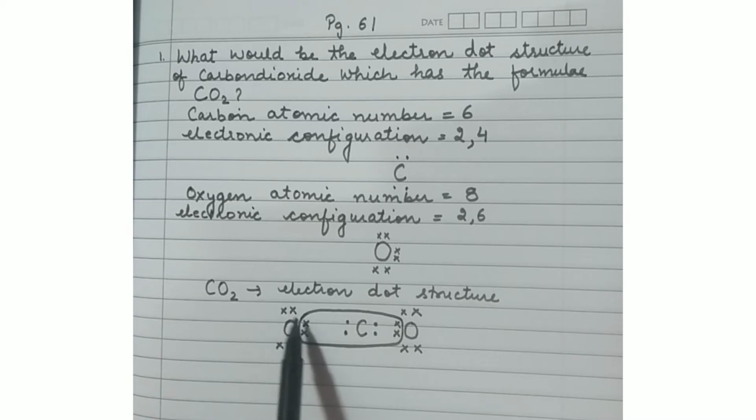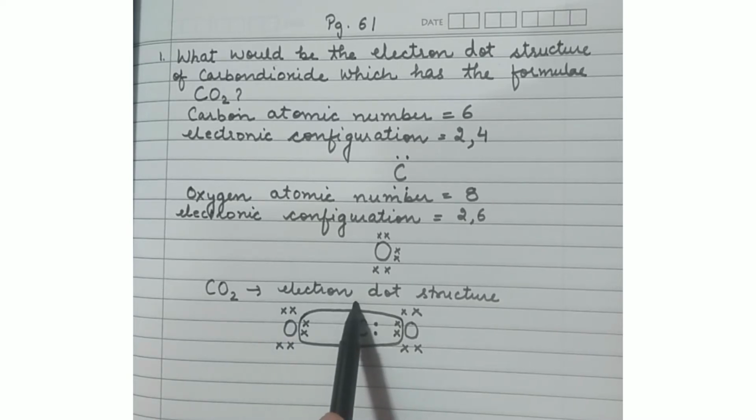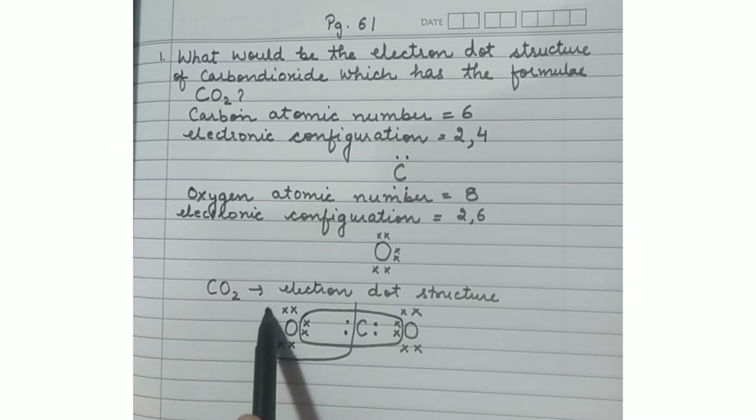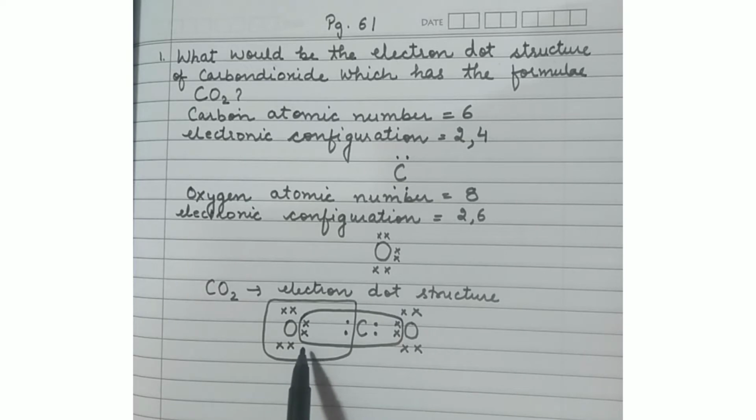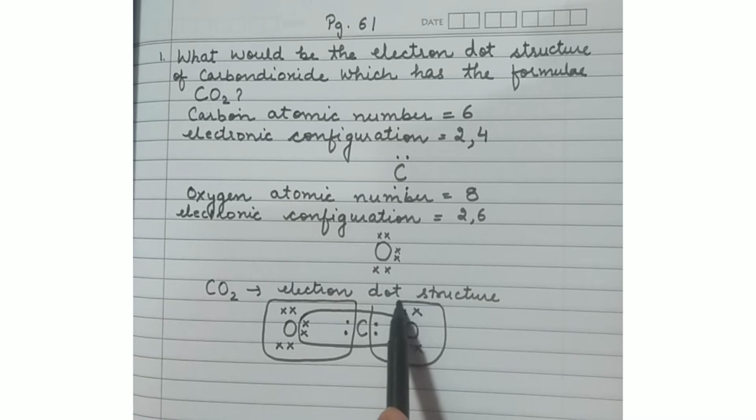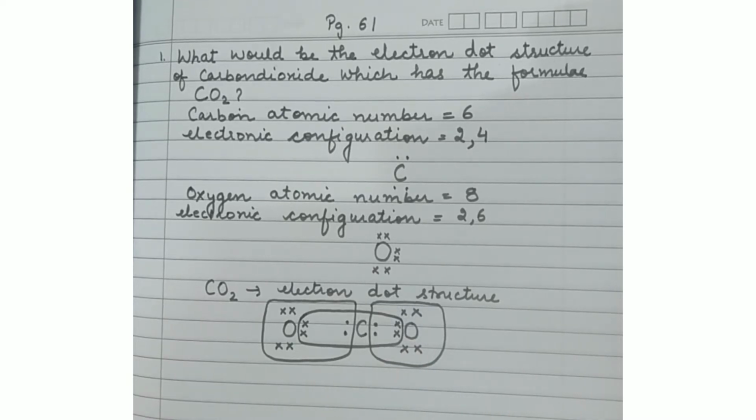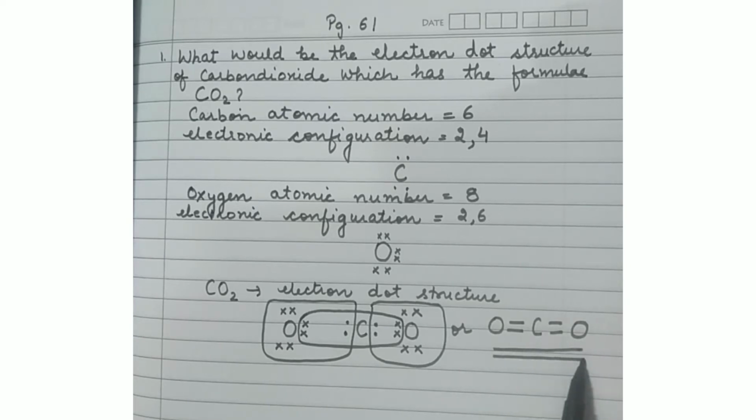Next is oxygen. 1, 2, 3, 4, 5, 6, 7, 8. Draw like this. In this way, oxygen atom becomes stable after getting 8 electrons. Same with the case of this oxygen atom. This is the electron dot structure. You can write this in this form also. 2 electrons are shared between carbon and oxygen atom. Therefore, double bond is present here. So, in this way, you can write down the electron dot structure of CO2. This is your first question.